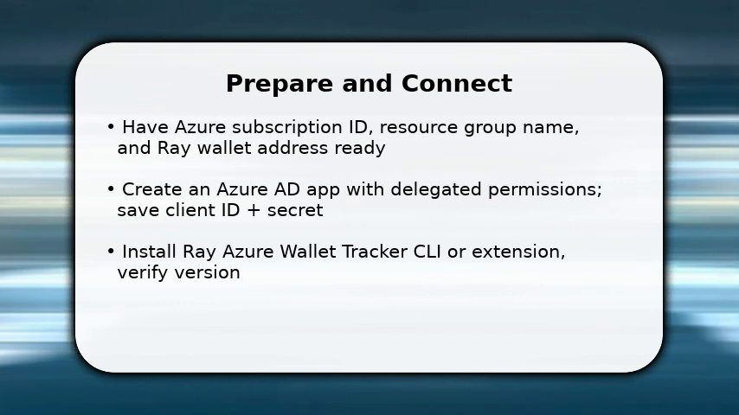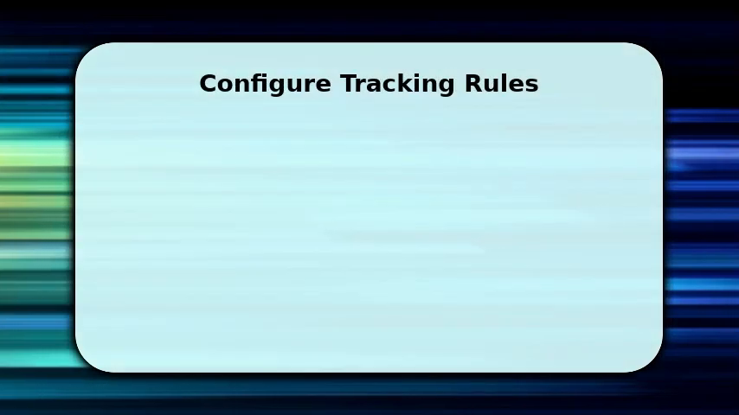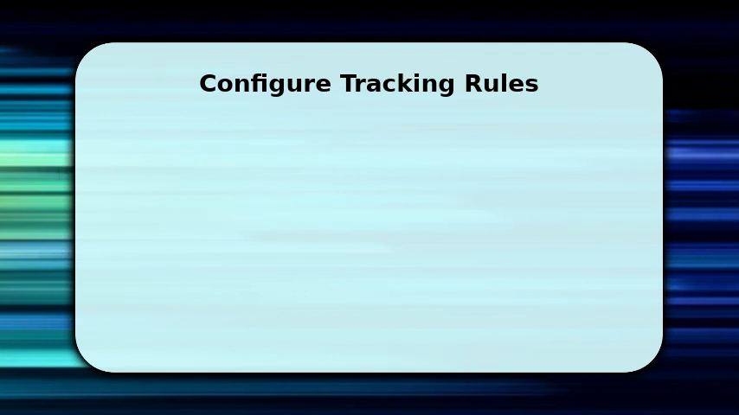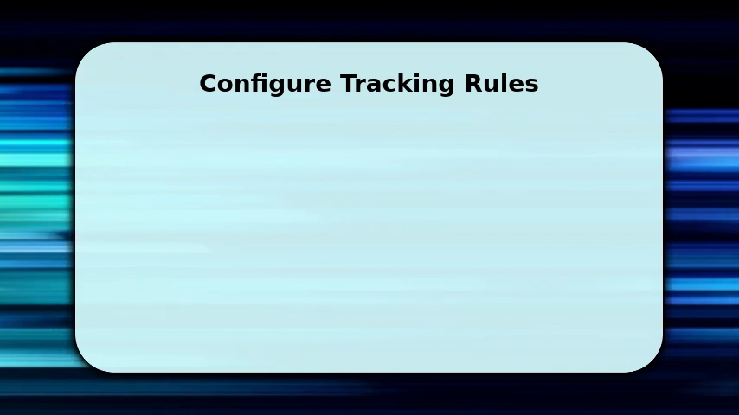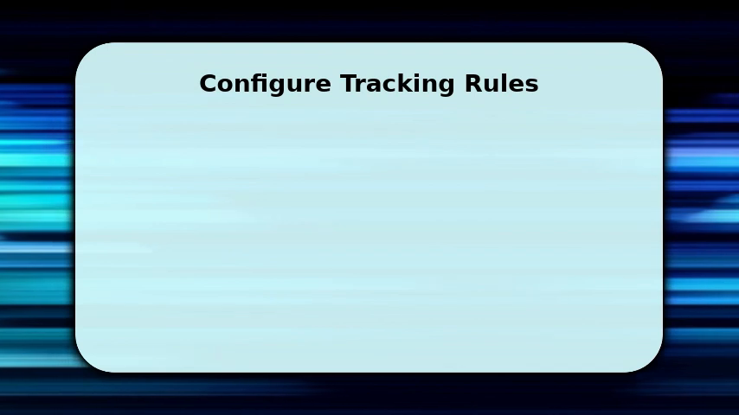You now configure the core tracking rules that do the heavy lifting. Start by mapping your Ray wallet address to Azure resource tags. This ties payments to specific VMs or storage. Then set a sampling rate and retention window so you collect enough data without overload. For example, poll every 5 minutes and retain 30 days. Make sure to define alert thresholds for cost spikes or suspicious transfers. Finally, craft the query filters for event types and transaction ID, so the tracker only ingests relevant records.